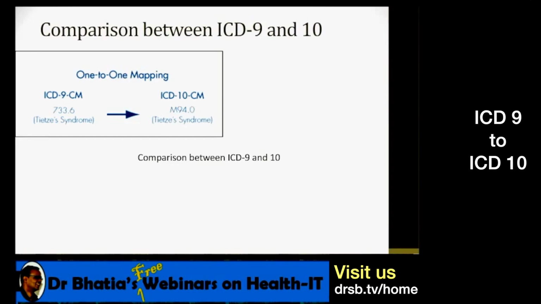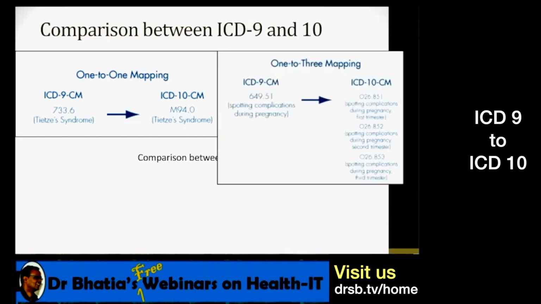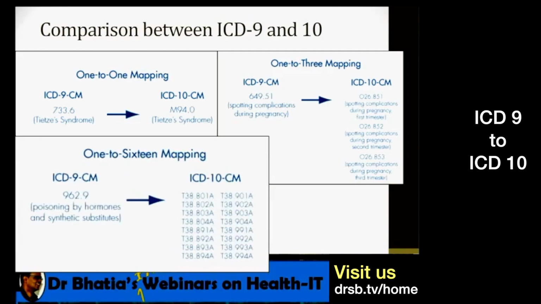But then there are situations which are not one-to-one mapping. I'm showing you an example of 1-to-3 mapping. In ICD-9 CM, spotting complicating pregnancy was given only one code. But in ICD-10 CM, it has been divided into 3 codes depending upon the trimester of the pregnancy. Another example we'll see is 1-to-16 mapping. Poisoning by hormones and synthetic substitutes in ICD-9 had only one code, but in ICD-10 CM, it has 16 different codes.